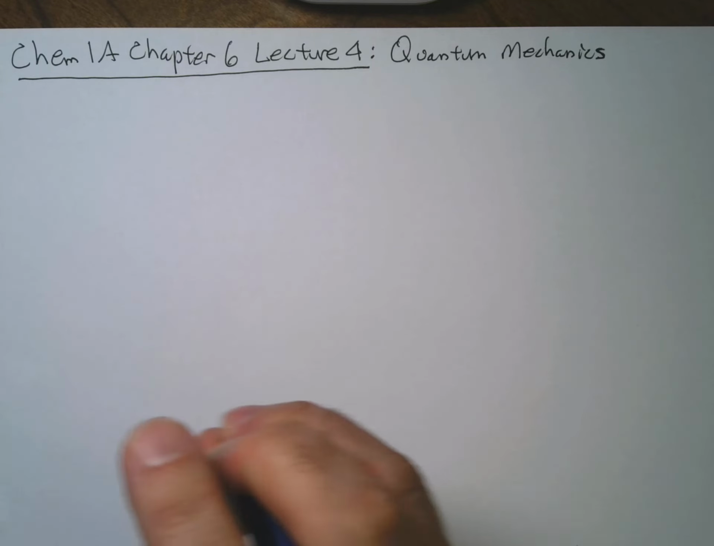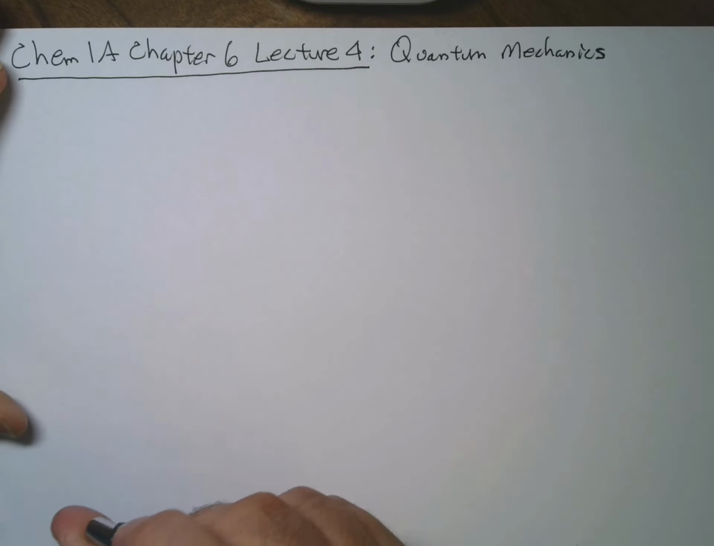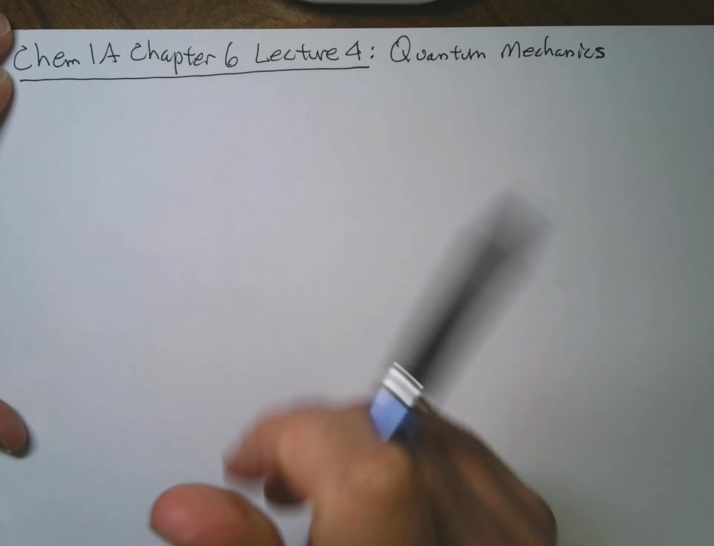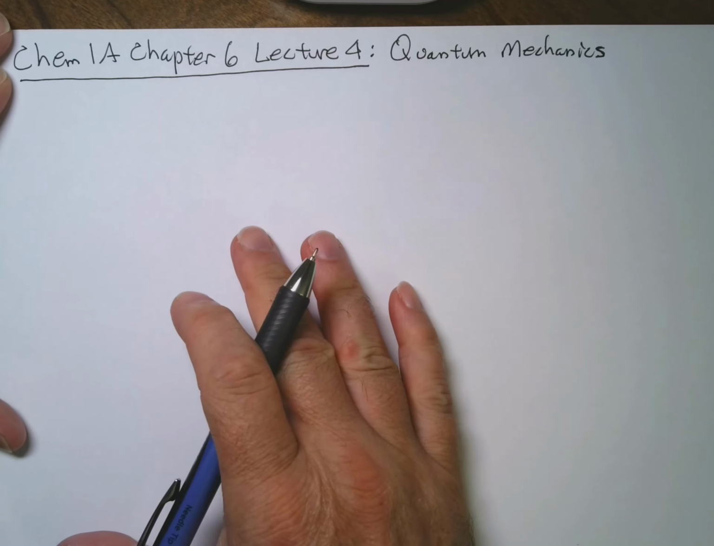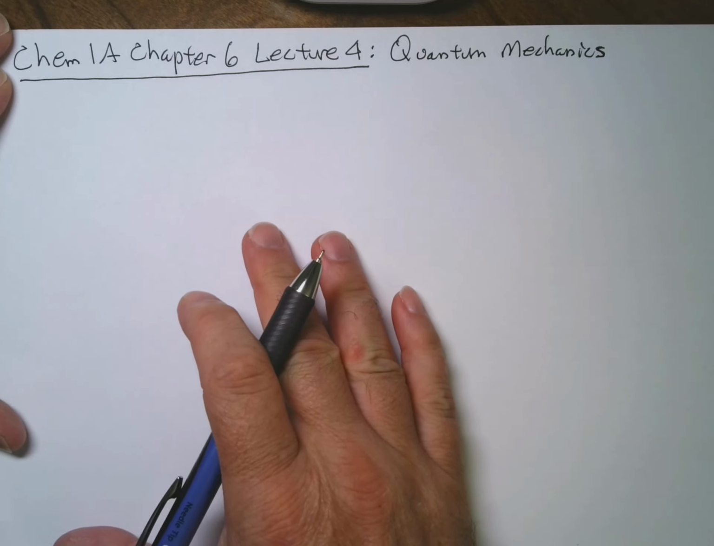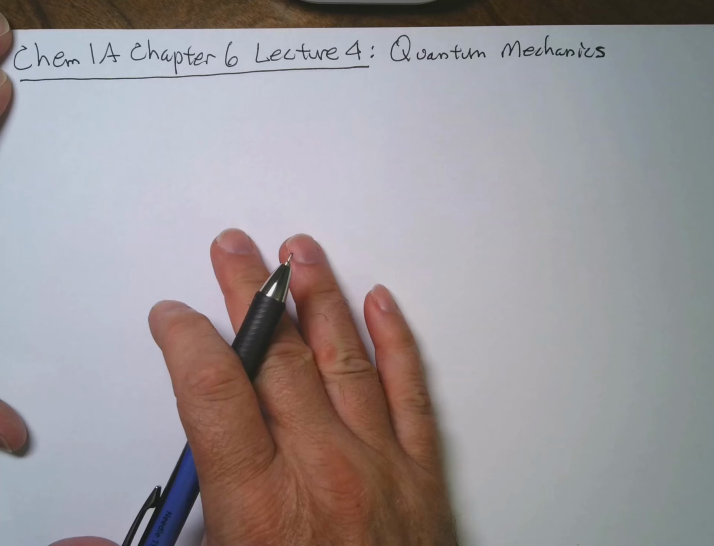Hi there, Dr. P here, and in this lecture video we're going to take a look at the quantum mechanical model of the atom. And this is a model of the atom that was developed to compensate for deficiencies in the Bohr model. Now we saw last time that the Bohr model of the atom works great for hydrogen, but it turns out it doesn't work so good for other elements.